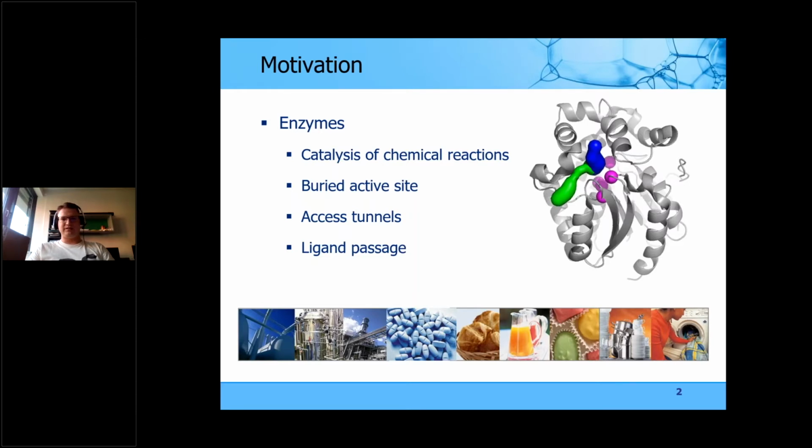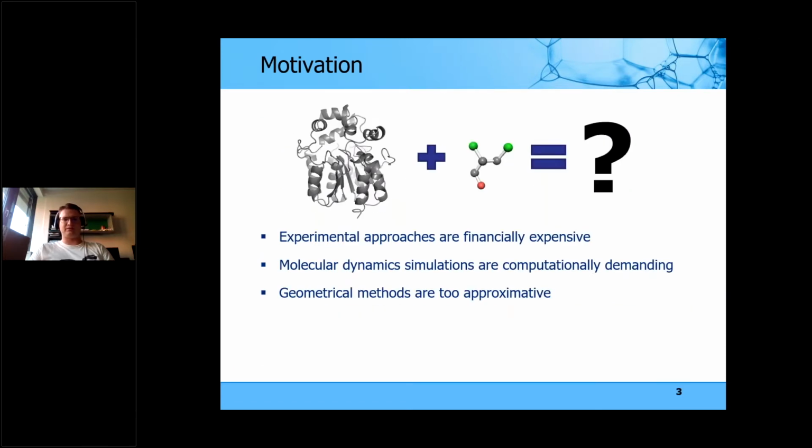The study of these access tunnels is important not only in basic research, but also, for example, in different types of industries, for example, the production of drugs in the pharmaceutical industry or in the food industry, etc. So how can we study the ligand passage in proteins? Of course, the original approach would be to study this experimentally, but unfortunately, experimental approaches for this kind of studies are very financially expensive.